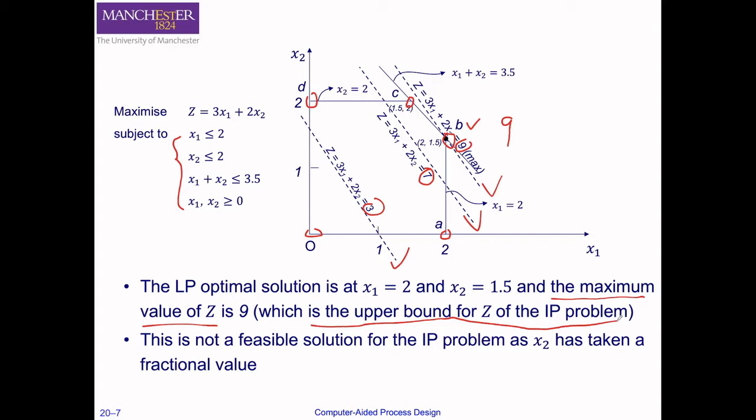From this solution, we can see x1 is equal to 2, which is an integer, but x2 is equal to 1.5, which is not an integer. That means this solution is not a feasible solution for the original integer programming problem because the integer restriction on x2 is not satisfied. How can we find an integer value of x2?